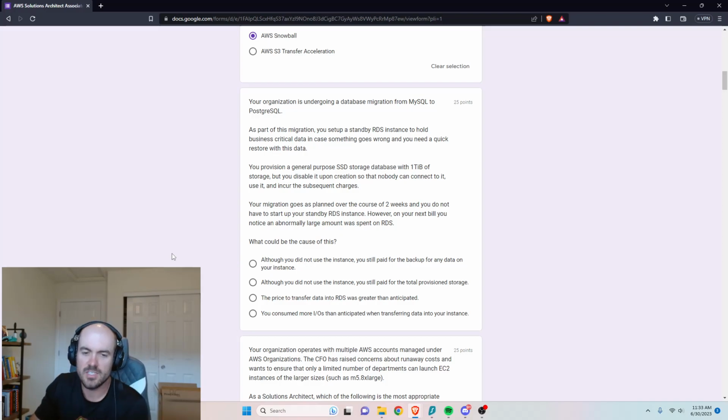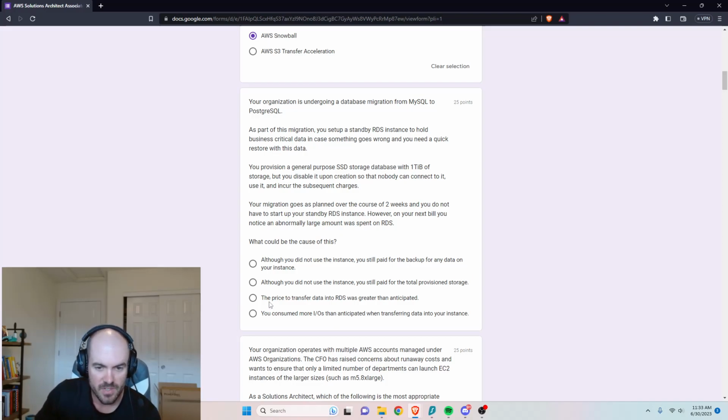That's not going to be the case because with RDS, backup is actually free up to the provisioned amount of storage you have, which is pretty nice. Although you did not use the instance, you still paid for the total provisioned storage. That makes sense to me. That's happened to me before, actually. You provision a database and then you don't use it, but you just forget about it, and then all of a sudden you're paying for it.